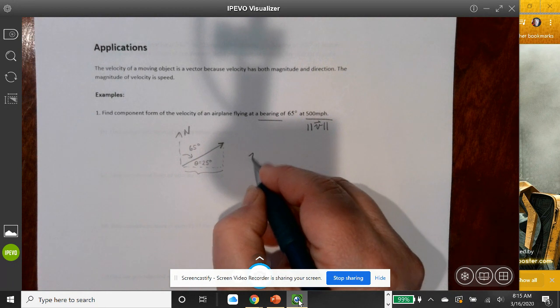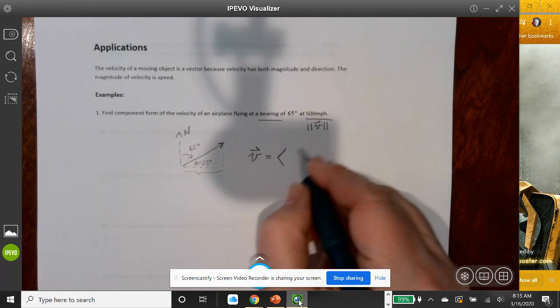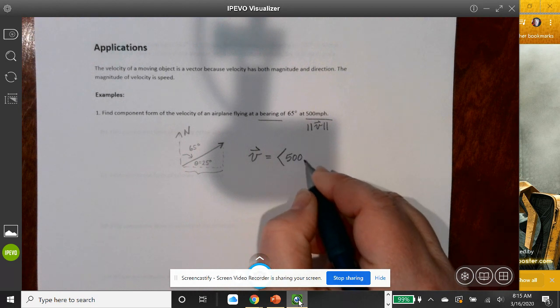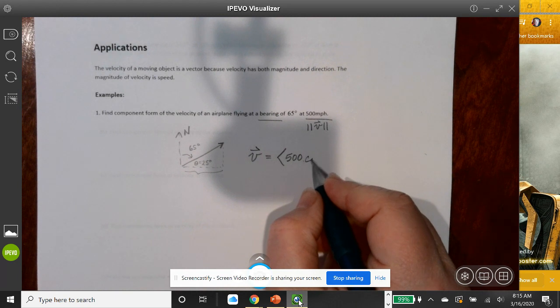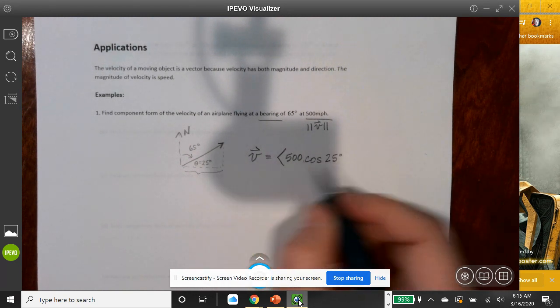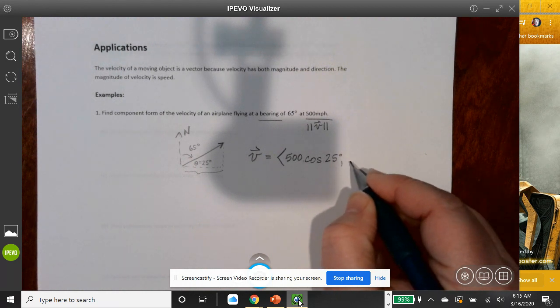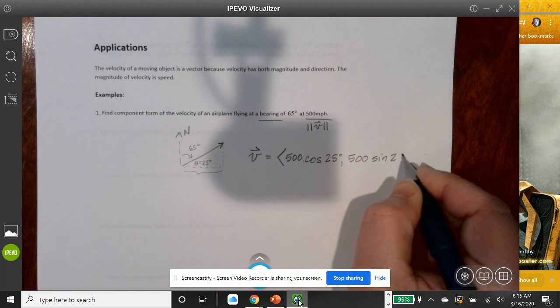So in component form, this would be equal to 500, which is the magnitude, times the cosine of 25 degrees, because we always use the angle with the horizontal to help us figure out the component form. All right, and then this is going to be 500 times the sine of 25 degrees.